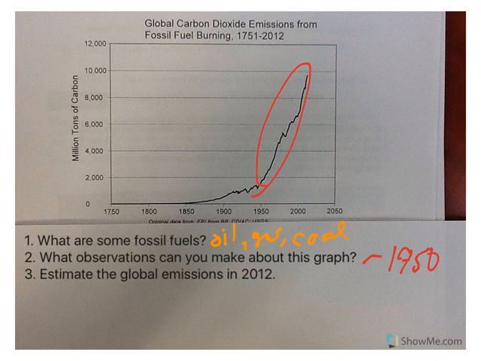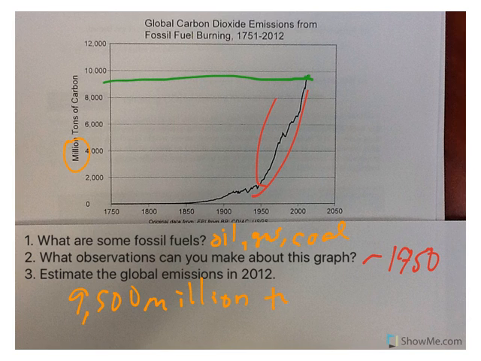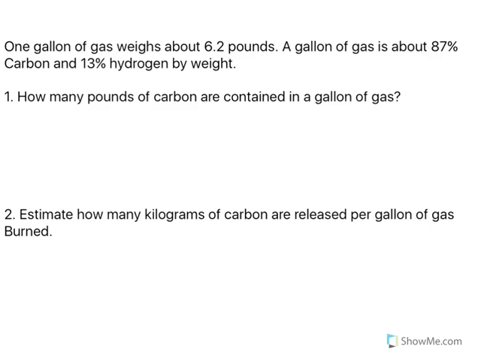So number 3, estimate the global emissions for 2012. Well, 2012 is here at the top. So if you take that all the way over, I'm going to say it's about 9,500 million tons of carbon. And 9,500 million is the same as 9.5 billion tons, depending on how you want to say that. That's a lot of carbon dioxide emissions, right? So just a lot. So let's get into some math.